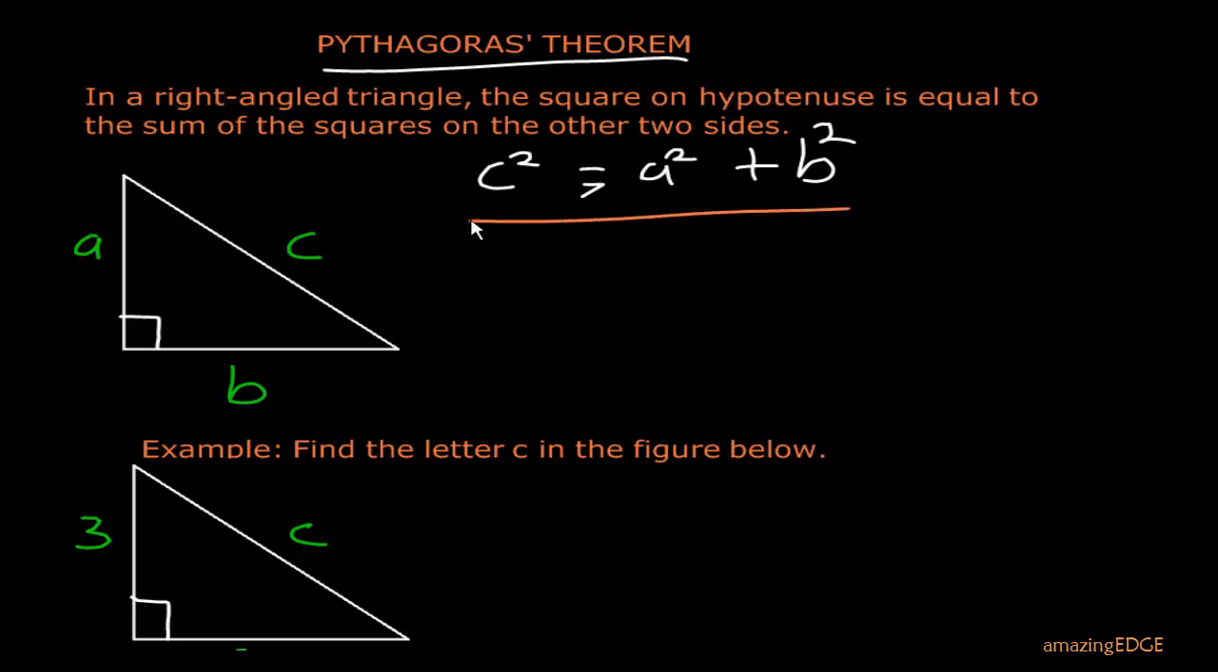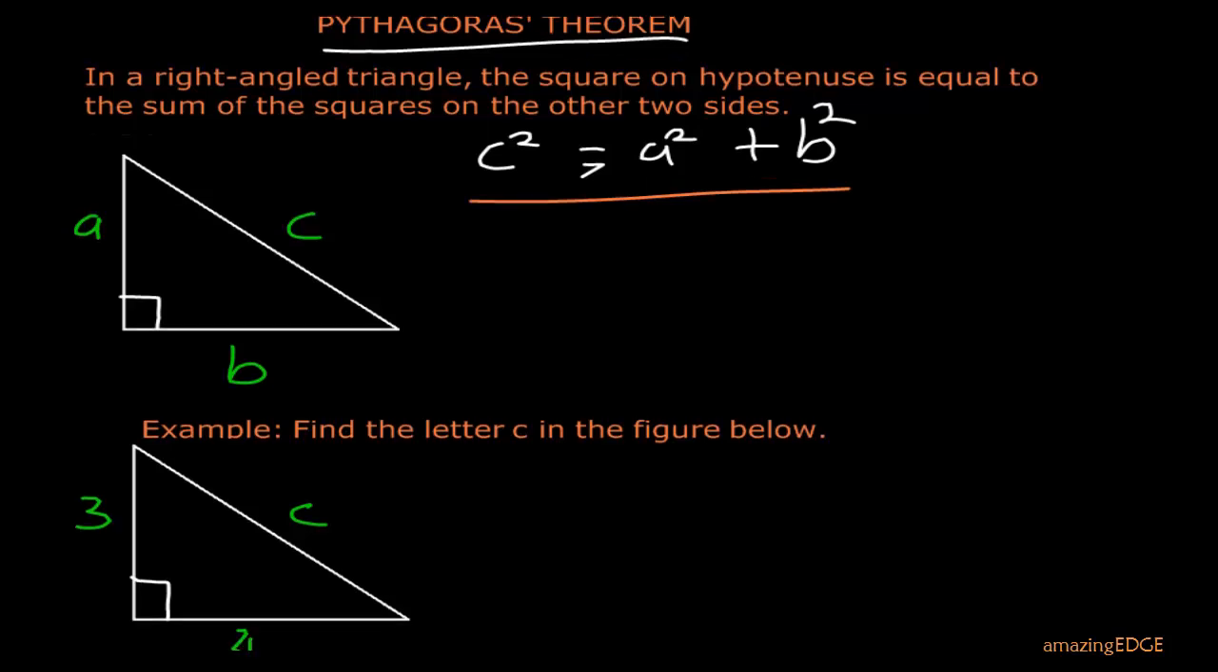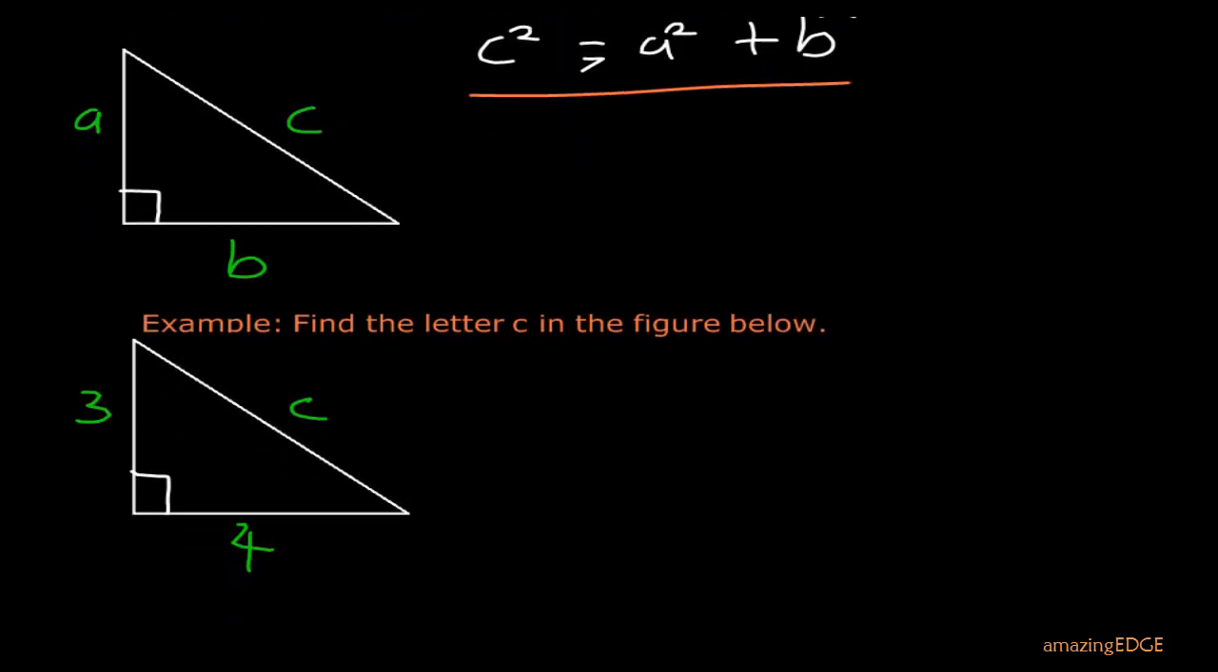Okay, so C is the hypotenuse. When you square it, the square will be equal to the sum of the squares of the remaining two sides. So we will use this Pythagoras theorem to solve examples. Let's look at the figure below. Here we want to find the letter C. So we want to find the value of C in this triangle.